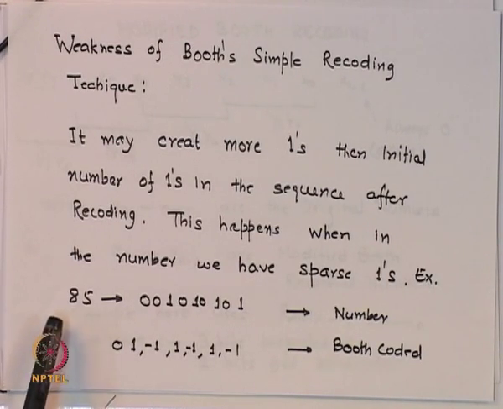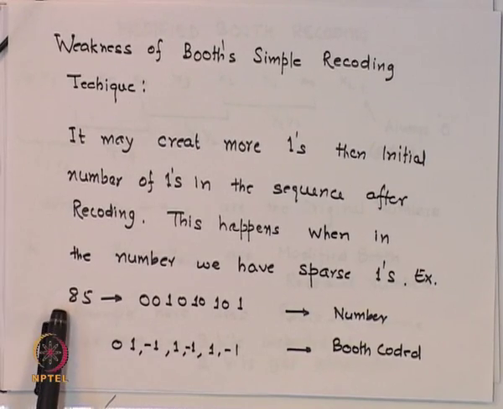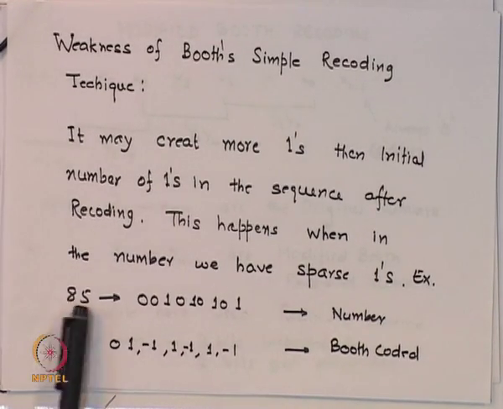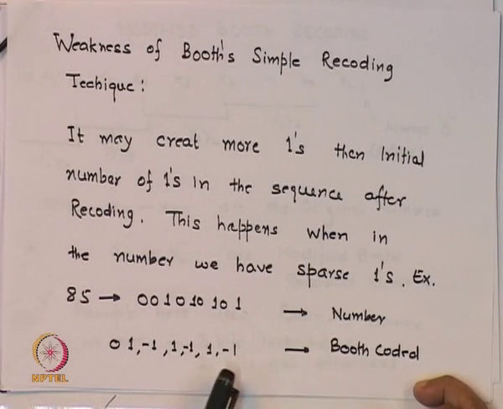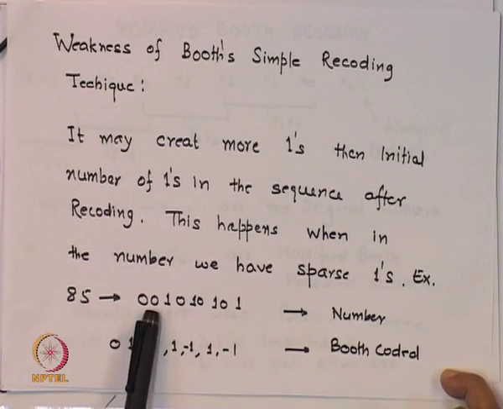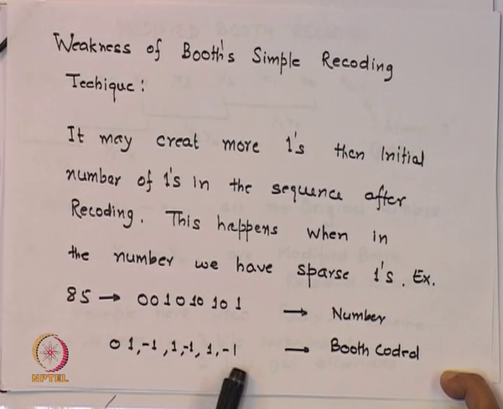Here is an example. This happens particularly when the 1's are very sparse. For example, given in a book, Roy's book, it says that 85 can be a number which is 00101011 in 2's complement. And if I do Booth coding on it, this will give me 0, 1, minus 1, 1, minus 1, 1, minus 1. Which essentially means now there are more operations to perform. 1 means there is an operation to perform, 0 means no operation to perform. You have only 4 operations in the normal case, here you have 3 plus 3, 6 operations of 1's.